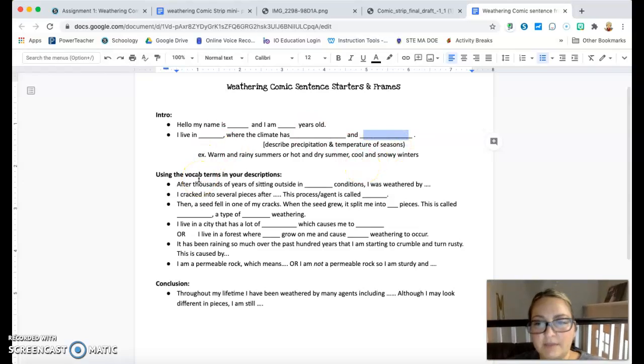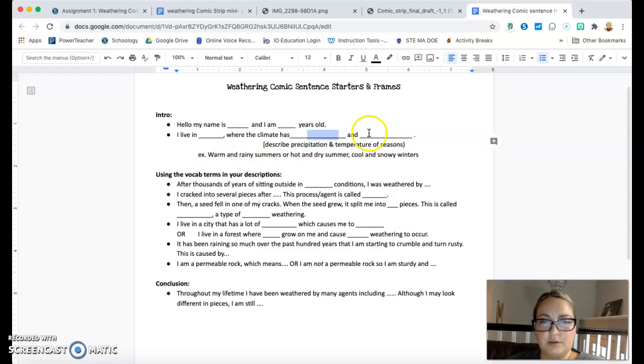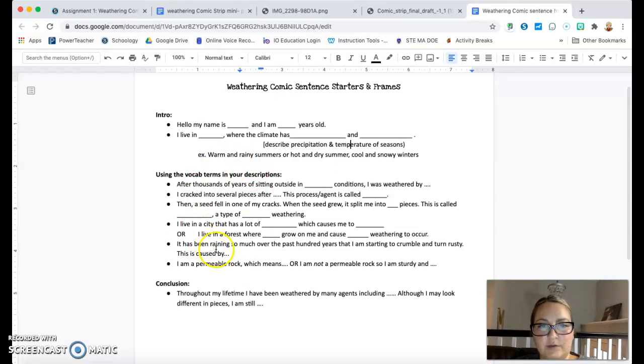Just keep in mind that depending on what you choose to make up here, it should also go along with what you're going to talk about for your other descriptions. Think about the agents or forces of weathering that are going to take place throughout your rock's life, and they should also fit in with what you're talking about here and where your rock lives. Then there's some more sentence frames.